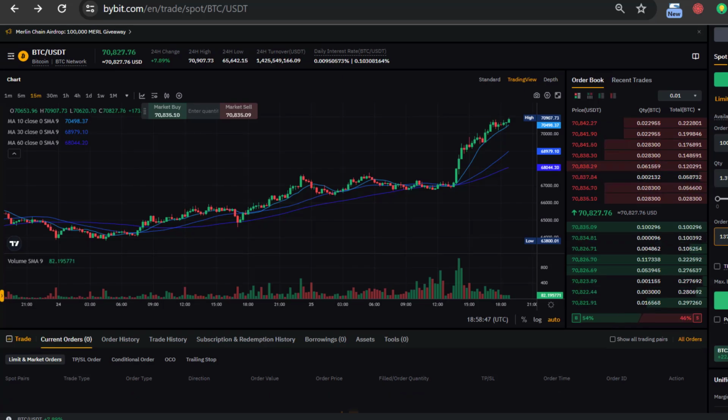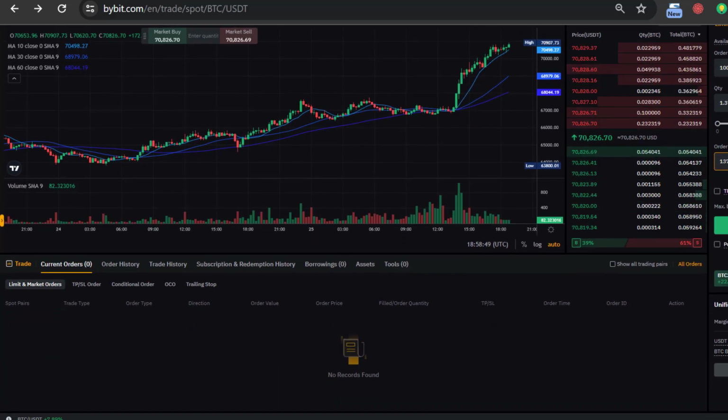In summary, Bybit offers various order types and features to facilitate efficient and responsible trading. Whether you're a seasoned trader or new to the game, it's crucial to understand these functionalities and employ risk management strategies to safeguard your investments. That concludes our tutorial on placing a limit order on Bybit.